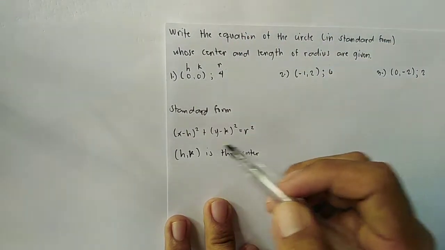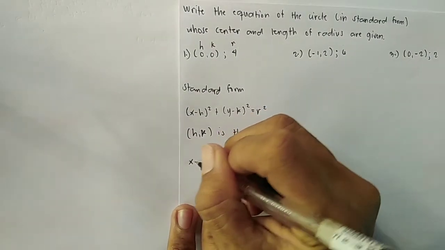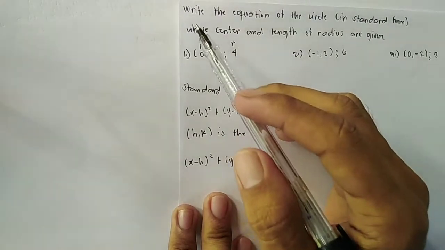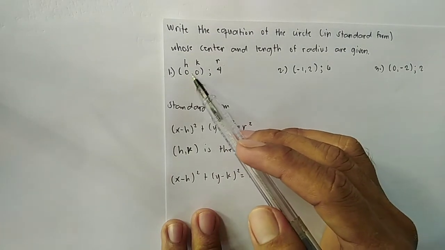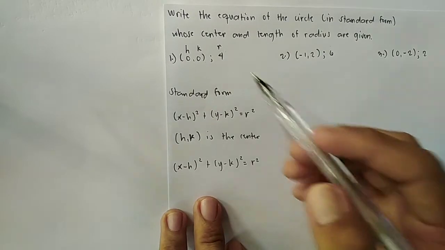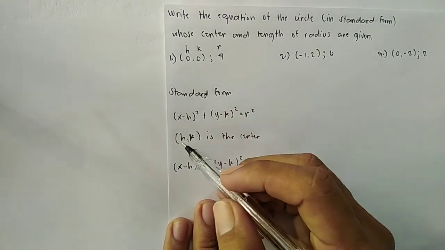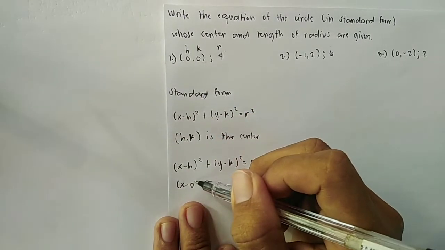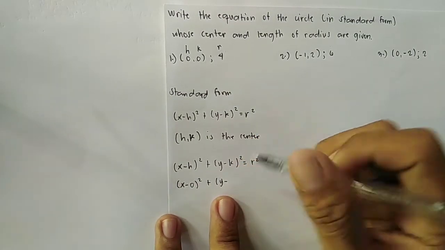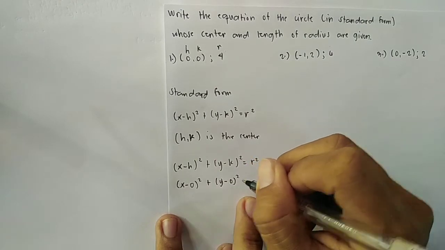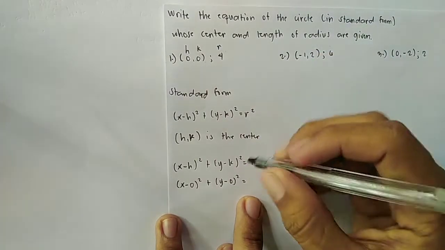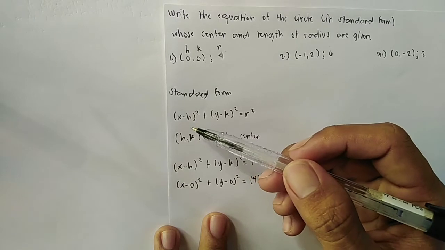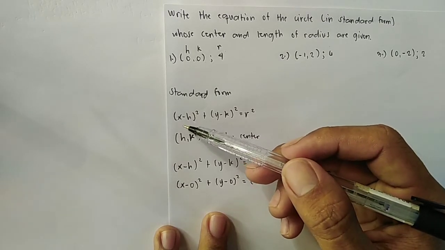So substituting the values into our standard form of the circle, (x - h)^2 + (y - k)^2 = r^2, so that we can write the equation of the circle given the center of the circle and the radius. We have x minus our h, which is 0, then squared, plus y minus our k, which is 0, squared, then our r is 4, so you will get 4 squared. So we just follow the standard form of the equation of the circle.